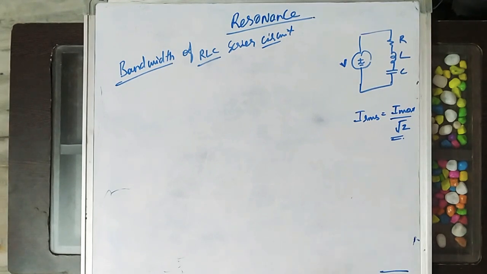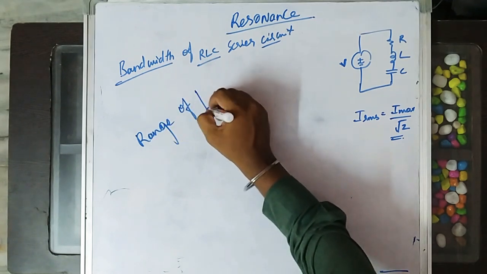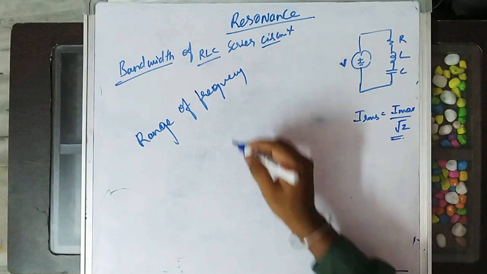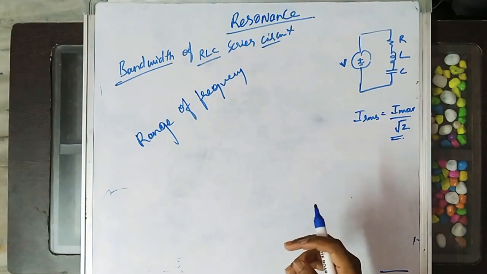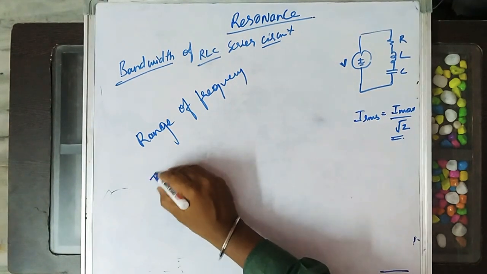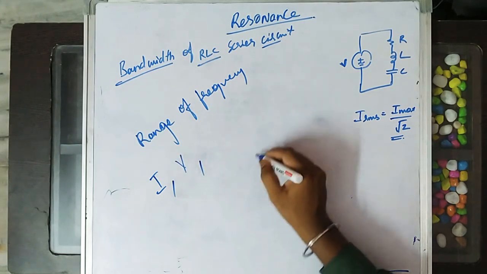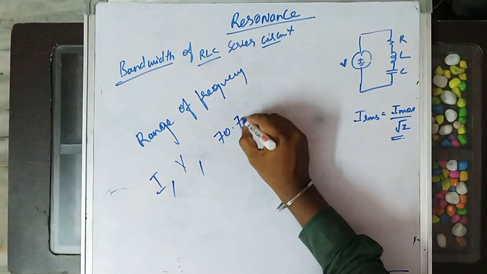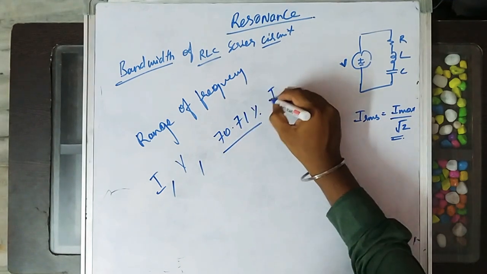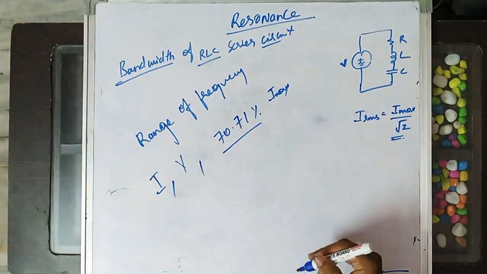Now the bandwidth, by definition, states that the bandwidth of a circuit is the range of frequency. So actually, bandwidth means range of frequency. For any circuit, we select one range, and at that range we define the bandwidth. If you take any response, whether current response or voltage response, we take the maximum current, and 70.71% of that maximum response we will select in bandwidth form.